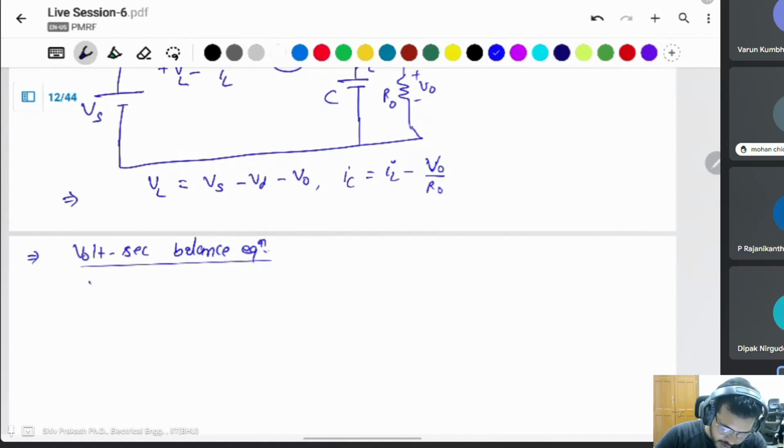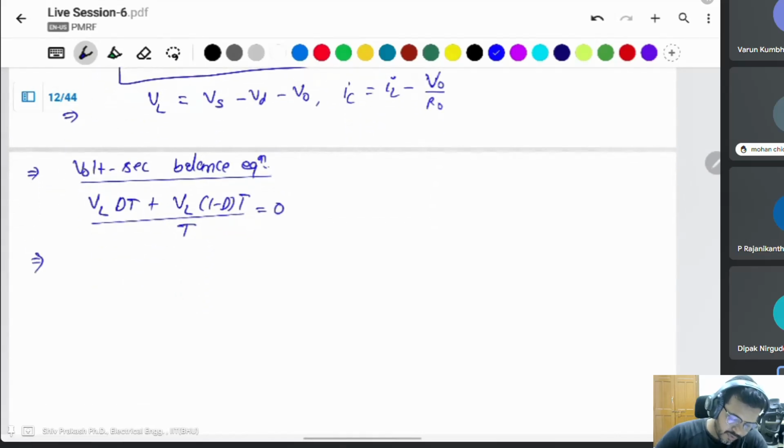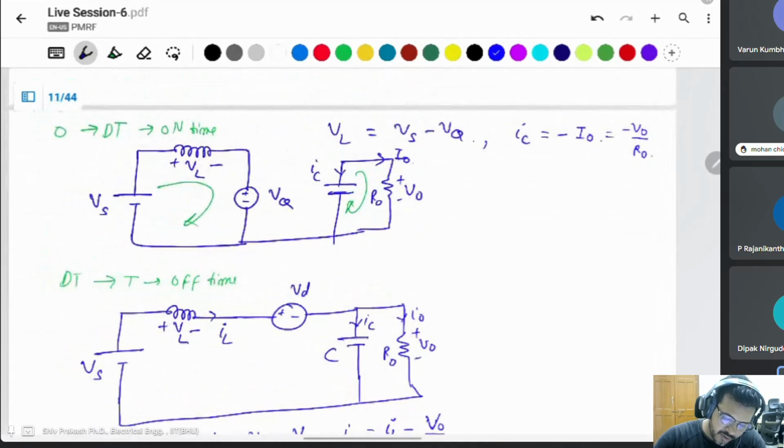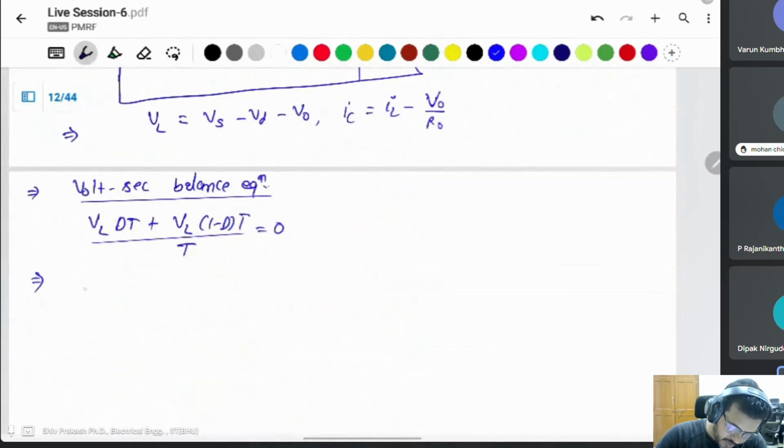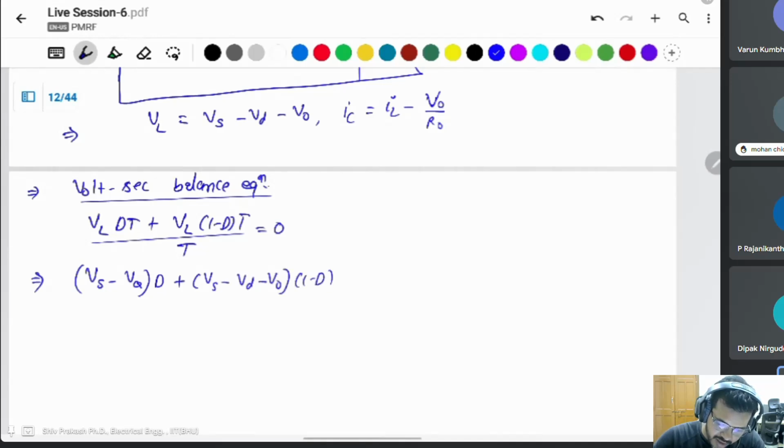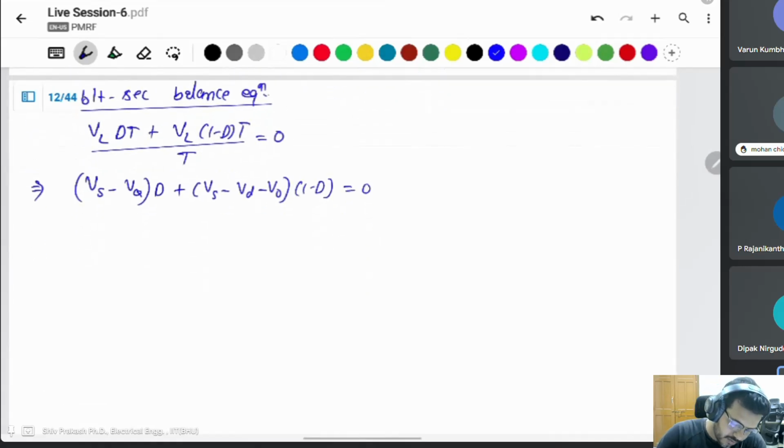On time VL into dT plus off time inductor voltage into (1 minus D)T. Average voltage of the inductor will be 0. Then on time voltage is Vs minus Vq into D, T will be cancelled out. Off time VL will be Vs minus Vt minus V naught into 1 minus D, T will be cancelled out.